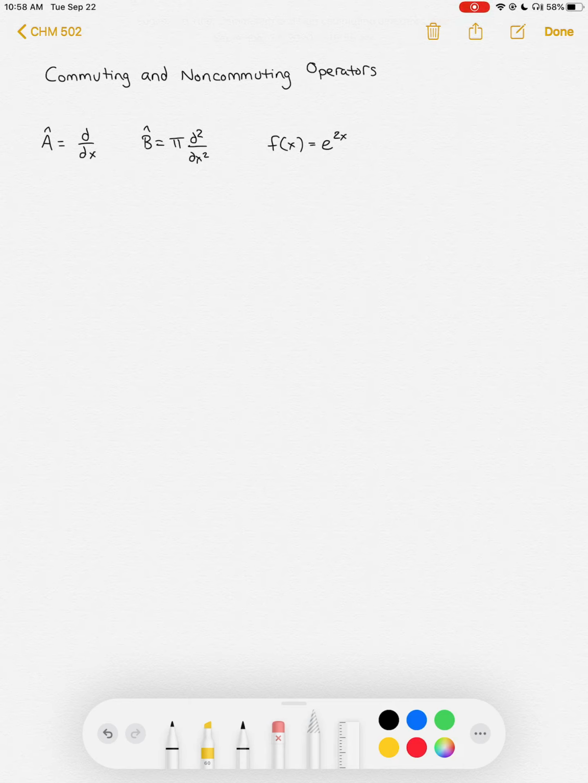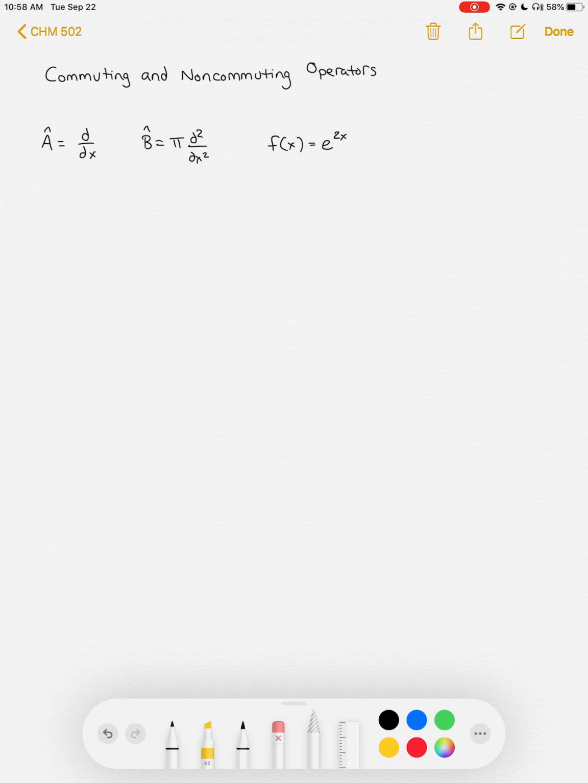To do that, we need to ensure that our function is essentially an eigenfunction of both operators. And so I've set up a scheme here where you can see we have a function e to the 2x, and we have two operators, operator a being one derivative, and operator b being pi multiplied by two derivatives. And since our function is e to the 2x, it's actually an eigenfunction of both of these operators. So that means that our operators here should commute. We should be able to know both a and b measurables simultaneously.